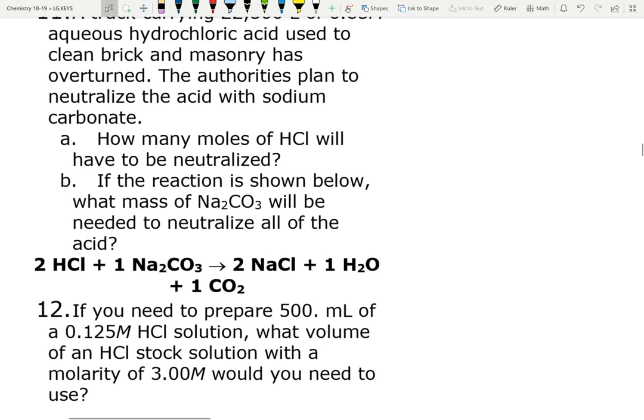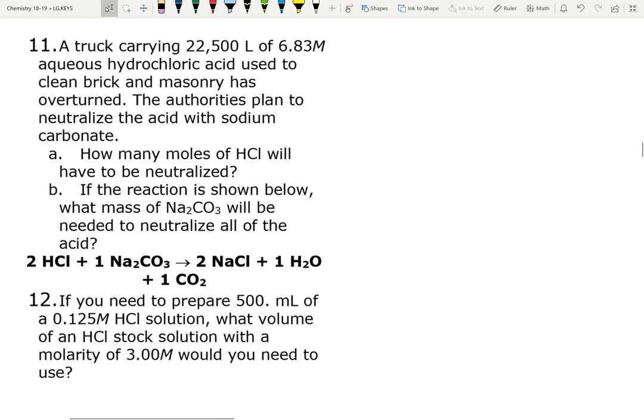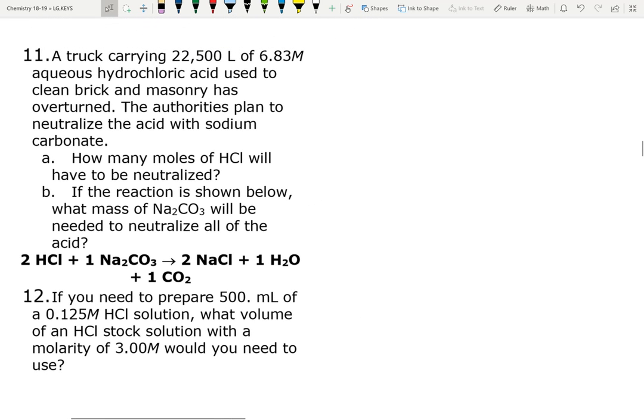Sodium bicarbonate, in the case of vinegar. This is sodium carbonate, a little bit more of a base even still. But anyway, we're going to neutralize the acid with the base. And it's asking how many moles of HCl will have to be neutralized. So really that's the first part. How many moles of HCl will there be in this solution that's described right here?